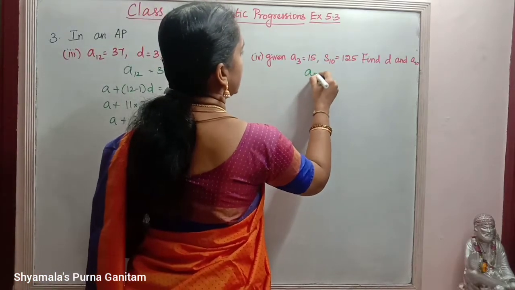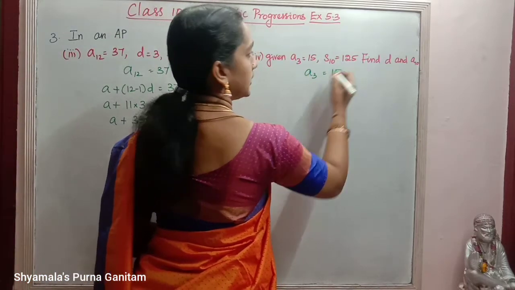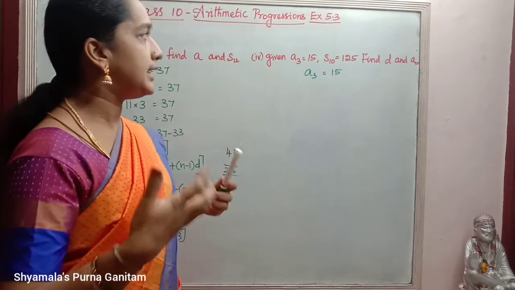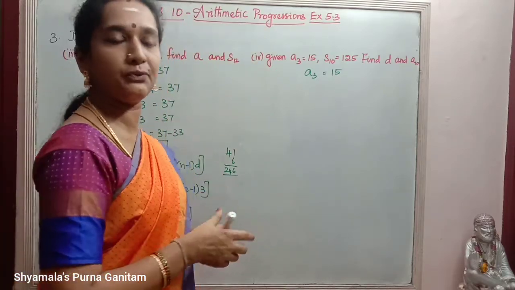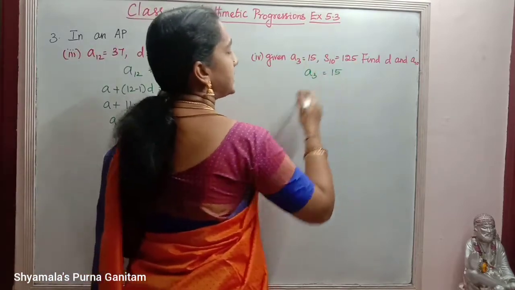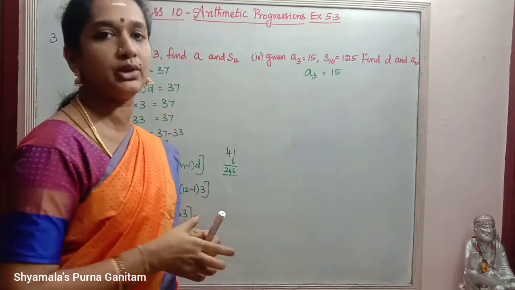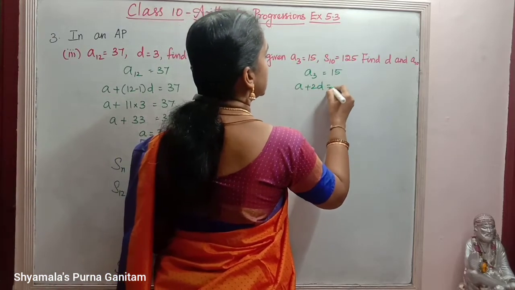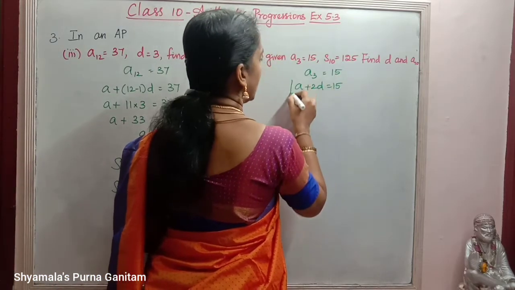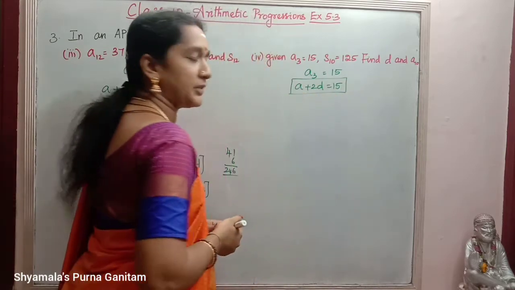So A3 is equal to 15. Here we don't know A and D, both. We have to find those first. For that, the S3 and S10 values are given. So A3 is A plus 2D is equal to 15. Okay, A plus 2D is equal to 15, it is given.